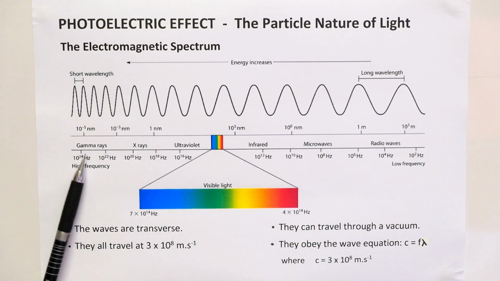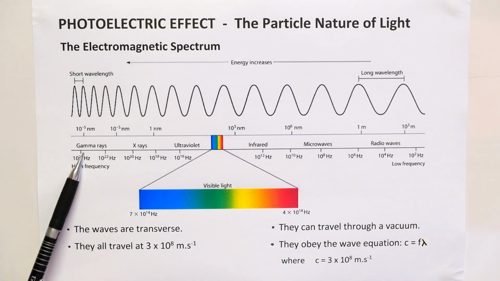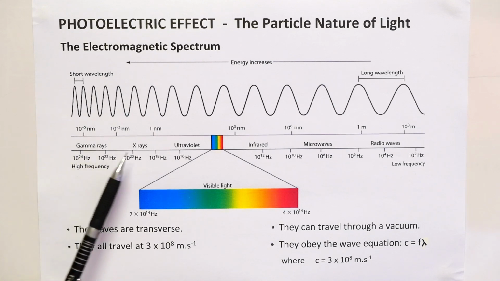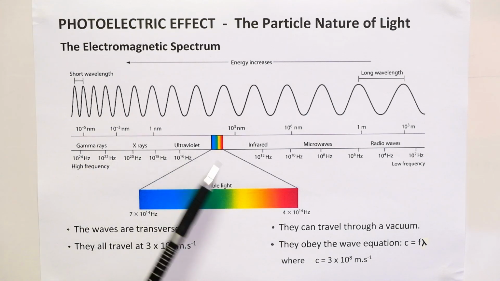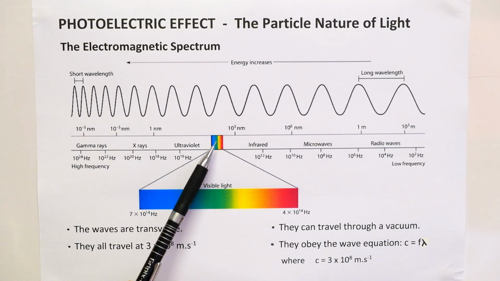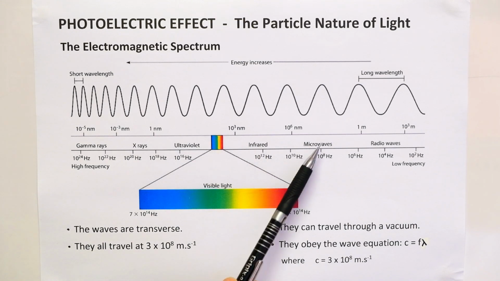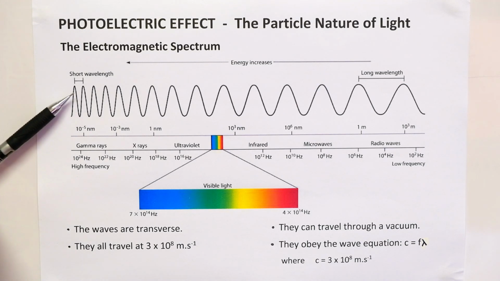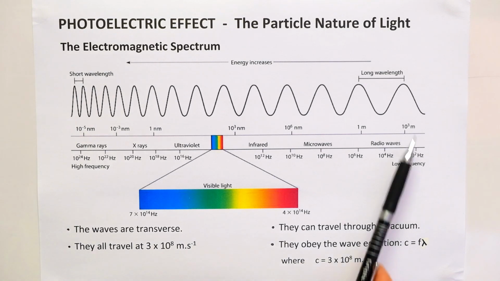So the highest frequency electromagnetic waves are the gamma rays. They go from gamma rays to X-rays, then ultraviolet, then a small section is our visible light, infrared, microwaves and radio waves. Radio waves have the longest wavelength, gamma waves have the shortest wavelength. The shorter the wavelength, the higher the frequency; the longer the wavelength, the lower the frequency.